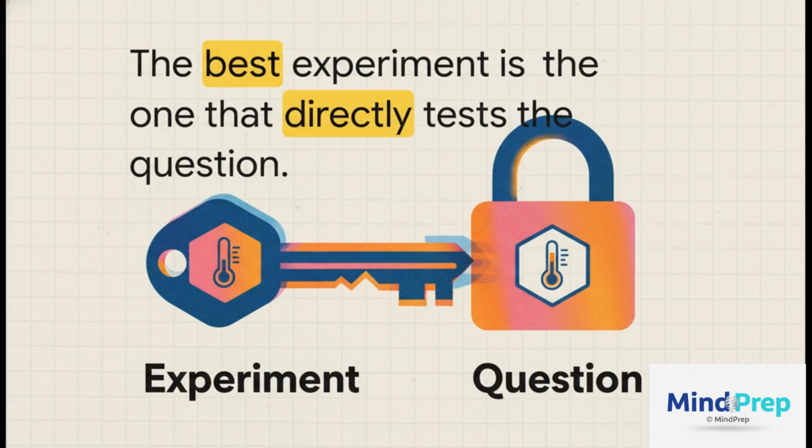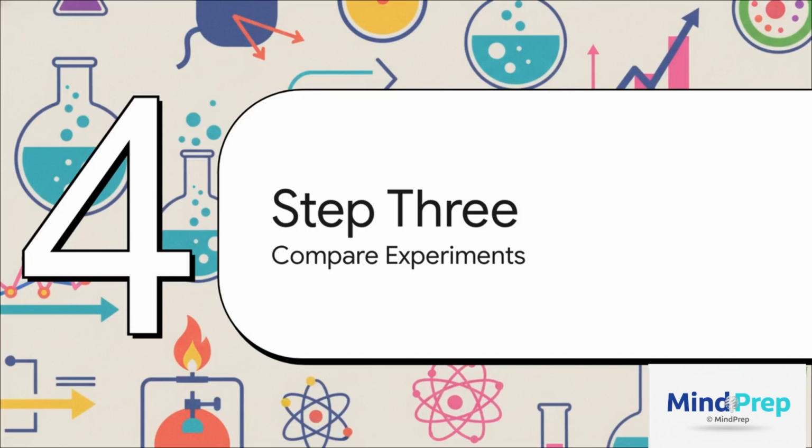And this is how it all connects. Think of the question as a lock, and the experiment as the key. So if the question is, what's the effect of temperature, then the only key that's going to fit that lock is the experiment where temperature is the single thing they changed. It has to be a direct match, no wiggle room. And that brings us to the final step, step 3.